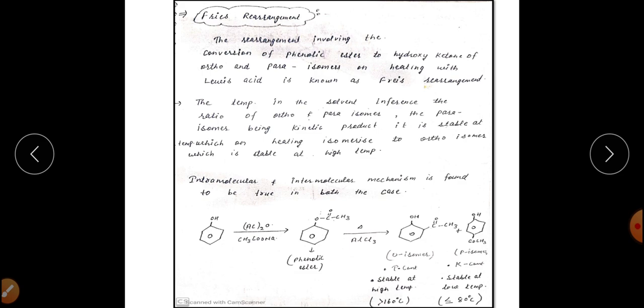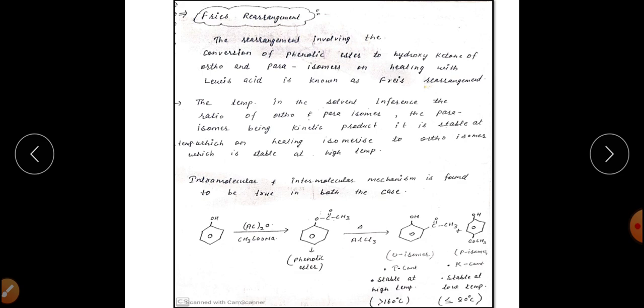Next important point about the reaction is that the reaction can also be carried out in presence of light. So these are the important points about the Fries rearrangement. Now we will discuss the mechanism of the Fries rearrangement reaction.